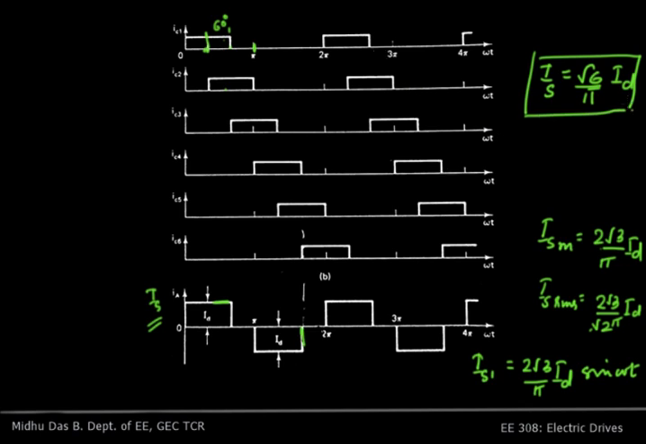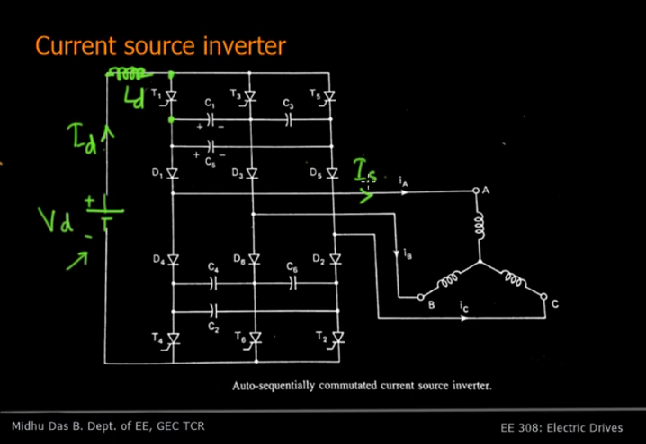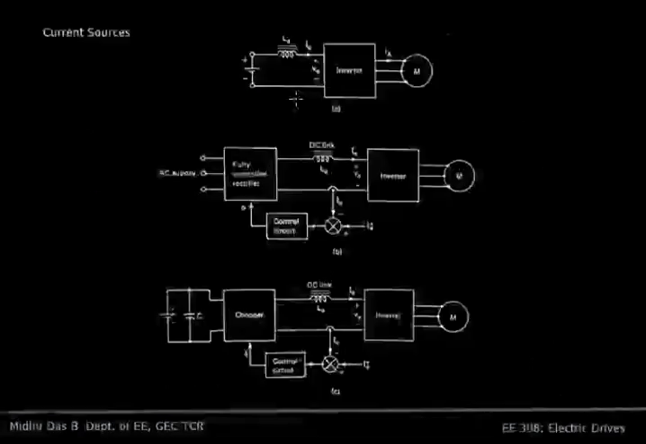What does this mean? To conclude, you can say that the RMS value of the current supplied by this current source inverter is proportional to ID. So if you want to vary the RMS value of this current, you need to vary this ID. How will you vary the ID? You need a voltage source which is variable. That is, you can vary the voltage supplied from the source using a converter to vary the RMS value of IS.